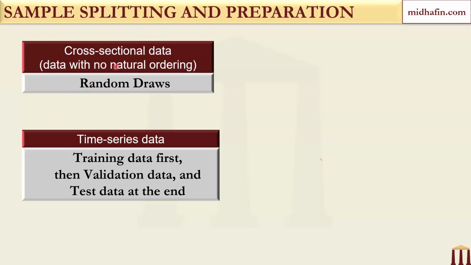So in this case, for sample splitting and preparation, you can use random draws because the observations are not linked by any sequence. You can safely use random draws to split the data into training, validation, and test sets. Because random sampling is not breaking any kind of time dependencies, because there are no time dependencies at all.